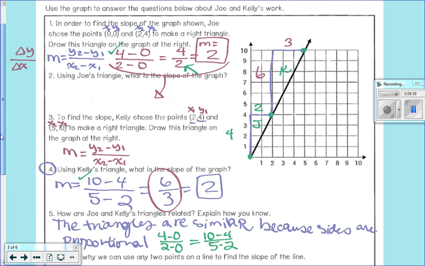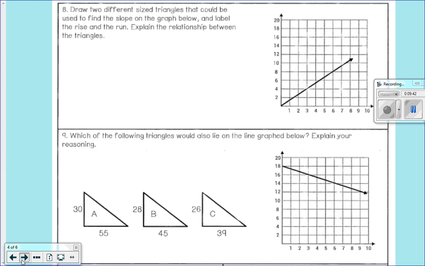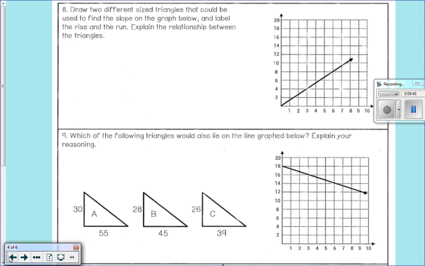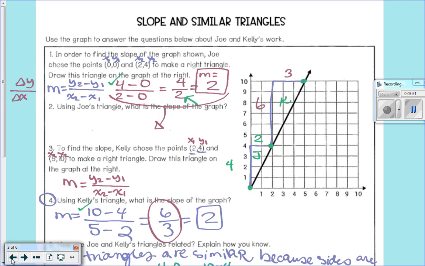Are we good so far? All right. So you're also going to see something like this with sides that are proportional. So we're going to go ahead and label Joe and Kelly's triangles with letters, and we're going to create proportional sides with the letters. So if this is triangle A, B, C, that's Joe. And then Kelly's going to have her triangle, and hers is going to start with C, D, E. You good so far?